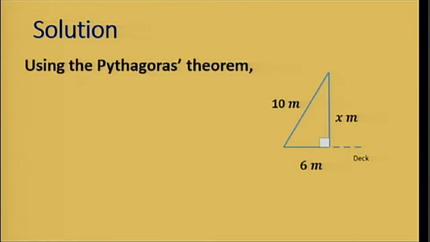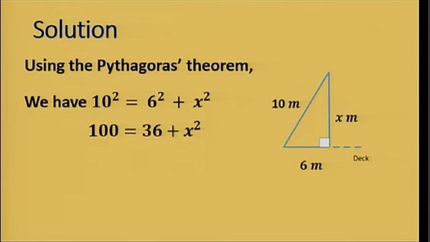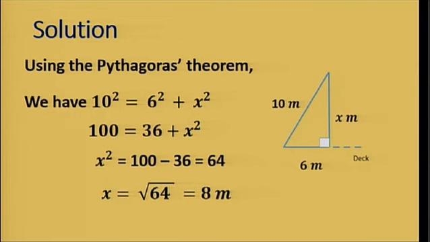So we make use of the Pythagoras theorem again. We have 10 squared equal to 6 squared plus x squared. So 100 equals 36 plus x squared. If you recall, when you need to find one of the shorter sides, we need to subtract. So x squared is 100 minus 36, which is 64. And x will be the square root of 64, which is 8 meters.